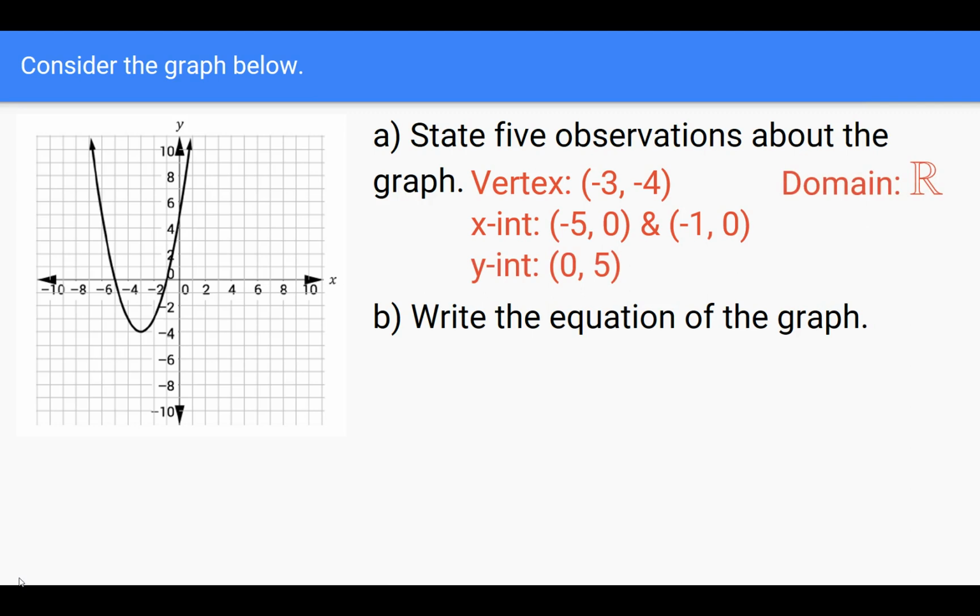My domain is all real numbers because we're not restricted to a real world thing. There's no limit on how low or high I can go with my x value, so my domain is all real numbers. My range, my y's, are all above that -4. And Abby did tell us that a was positive. So I know that's 6 things, but they're all good.